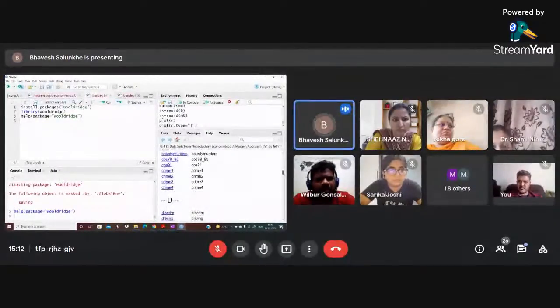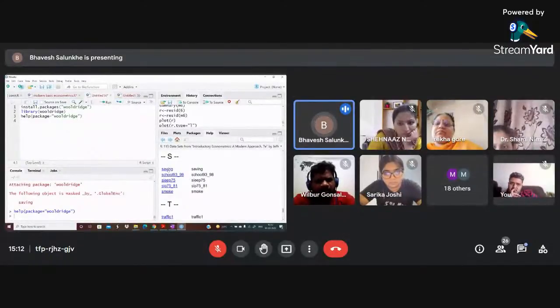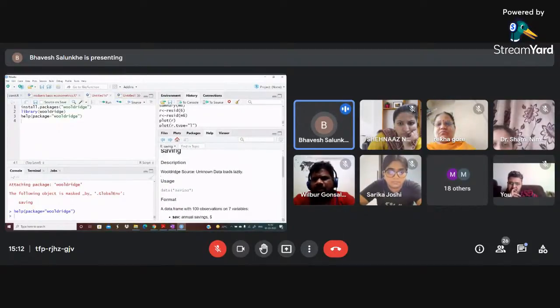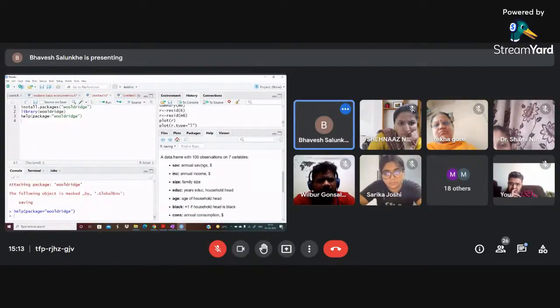Okay, and we are going to use the data called savings. Let's go to that data set, saving. Have you figured it out? In the S series, there is a data set called saving. Just click on that data set and you will get the description of the data. So it is data on saving, a data frame with 100 observations on 7 variables: saving, annual savings, annual income, family size, education, years, and so on. We are going to use the first two variables, that is savings, annual savings in dollars, and income, annual income in dollars.